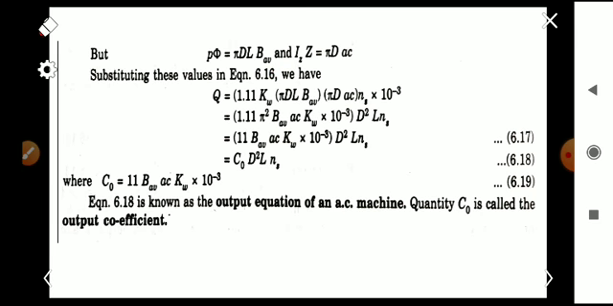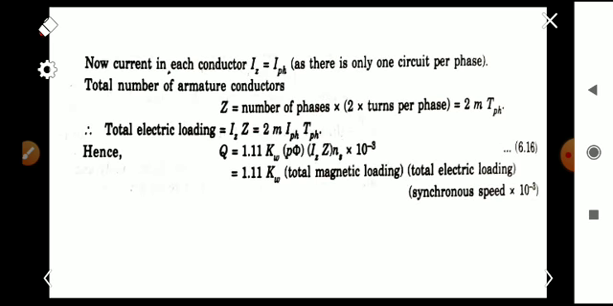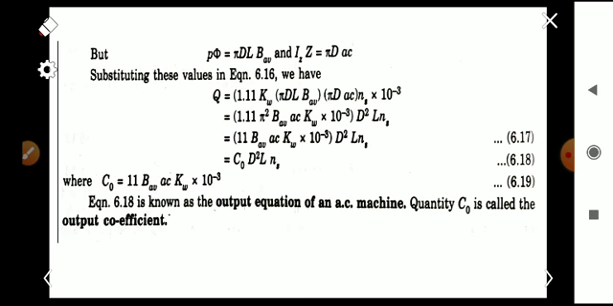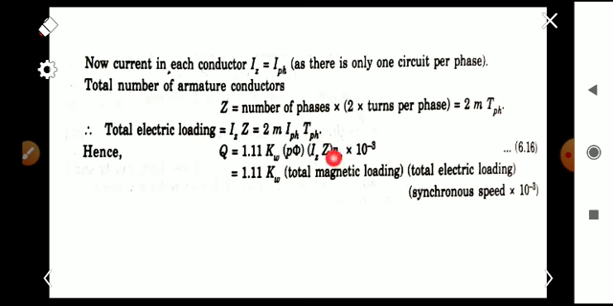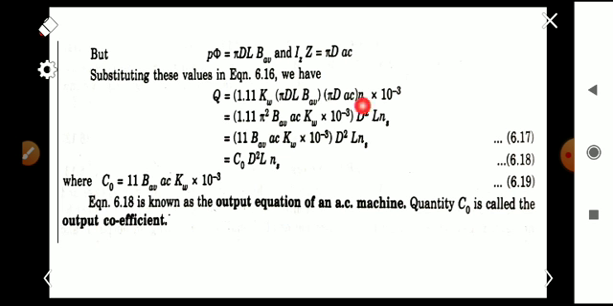So the output equation Q becomes 1.11 into KW into, instead of P phi, substitute pi dl into BAV, and instead of IZ into Z, substitute pi d into AC. By rearranging and multiplying the value 1.11 with pi square, where pi square means 3.14 whole square, the equation Q becomes 11 BAV AC KW into 10 raised to minus 3 into d square L ns.